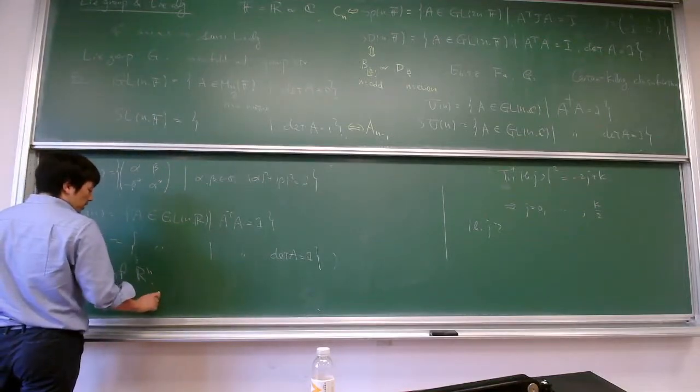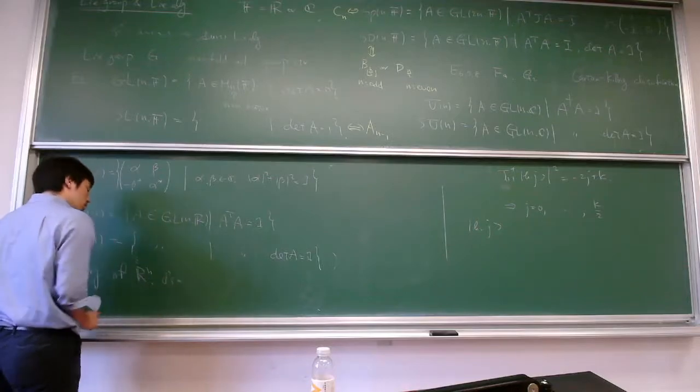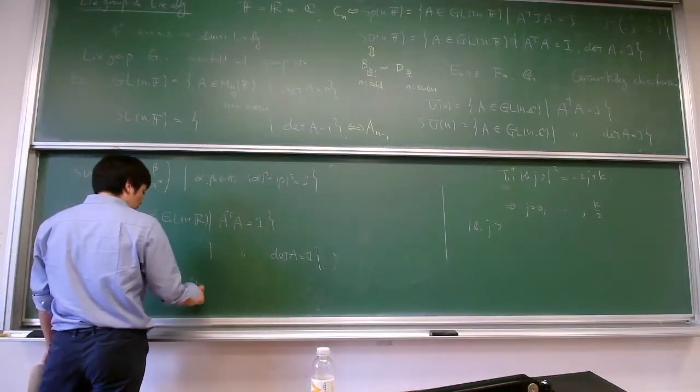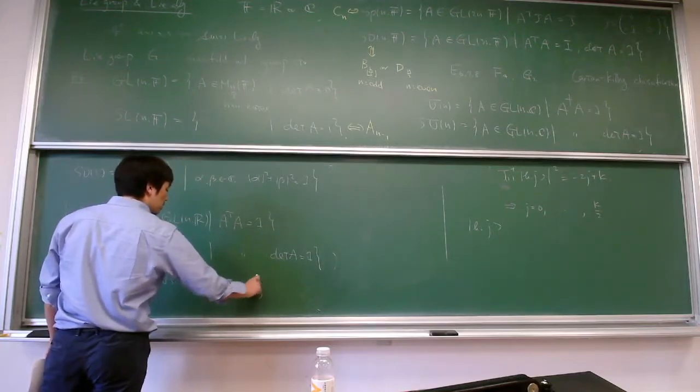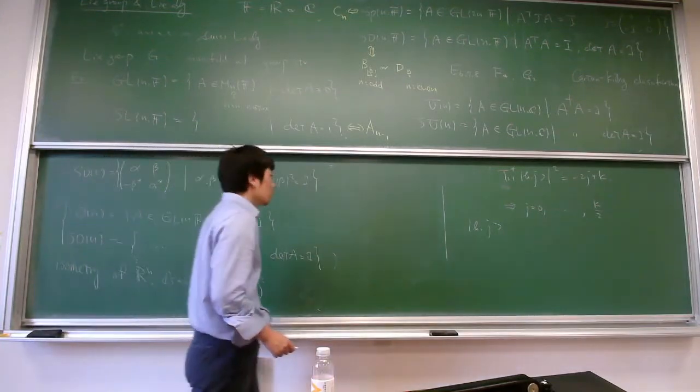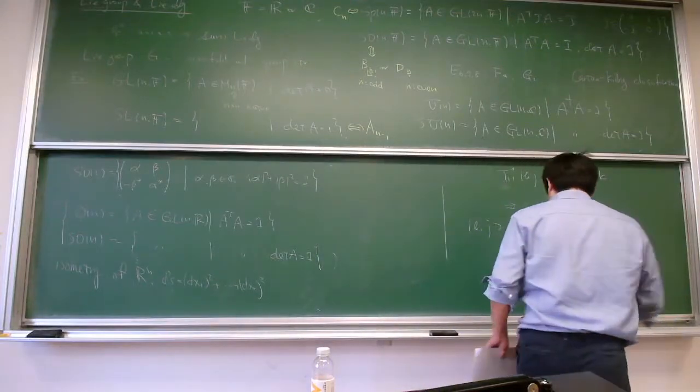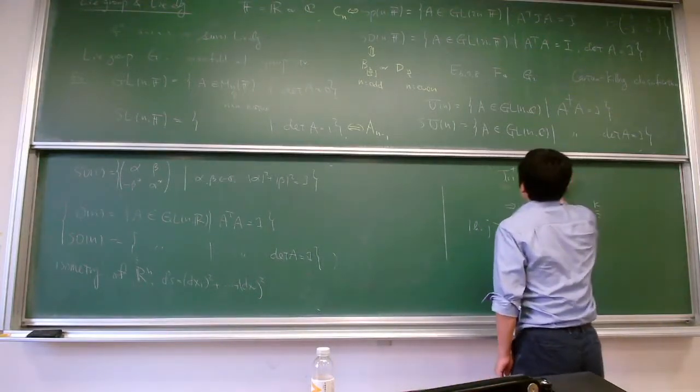with the standard metric. Standard metric means d squared s is equal to dx1 squared plus dot dot dot plus dxn squared. So this is the isometry of the Euclidean metric.